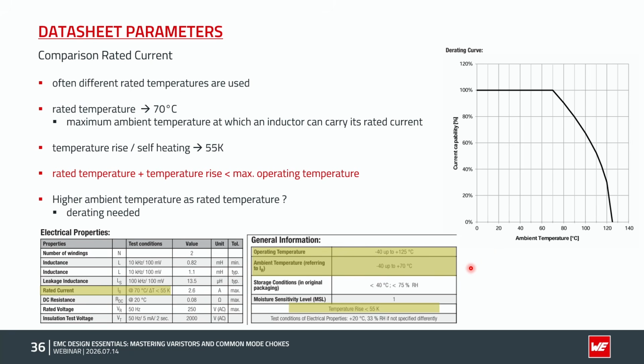And if you have a higher ambient temperature in your application than the rated temperature, you can check the possible current with the derating curve. So for example, if you have 90 degrees of ambient temperature, you can use 80% of the defined rated current from the data sheet.